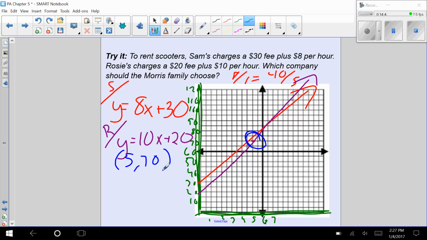Let's check it out loud really quick. 8 times 5 is 40. 40 plus 30 is 70, so that works. 10 times 5 is 50, plus 20 is 70, so that works.